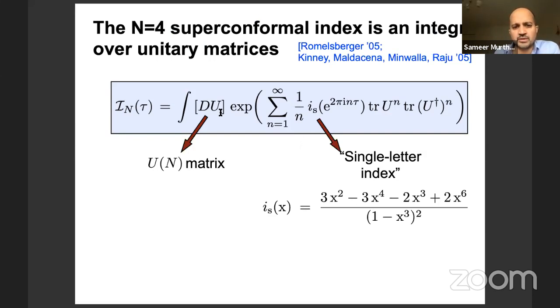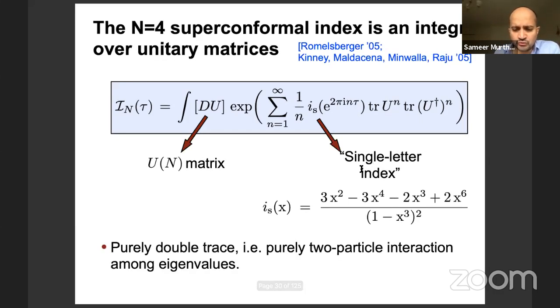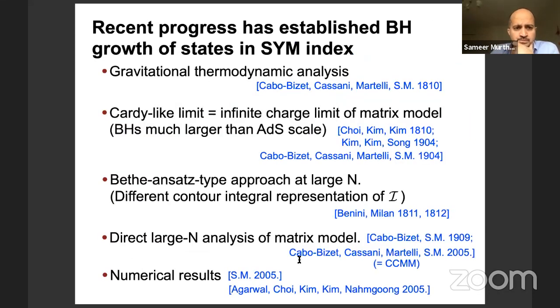Okay, so in the path integral point of view, the path integral localizes onto unitary matrices. That's one way to understand this. So for those of you who are aficionados of matrix models, one thing I want to point out right now, and this will play a role later, is that the potential of this model is purely double trace. So in terms of the eigenvalues, it's purely two particles. There's no one particle. This I'll expand on later. I just wanted to flash this.